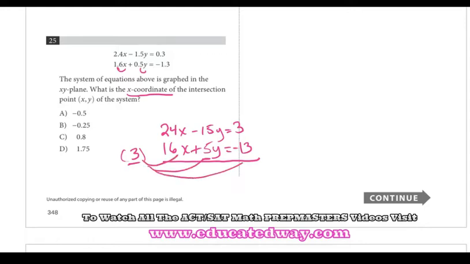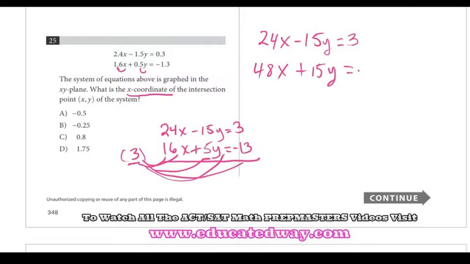So I'm going to rewrite this in the upper right, starting with the top row. I'm just copying the top row here: 24x minus 15y equals 3. And now I'm going to multiply each one of these by 3. 3 times 16 is 48x plus 15y. And make sure you do the third one, equals negative 39.